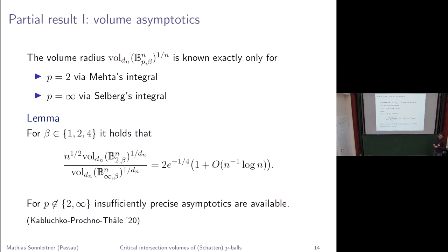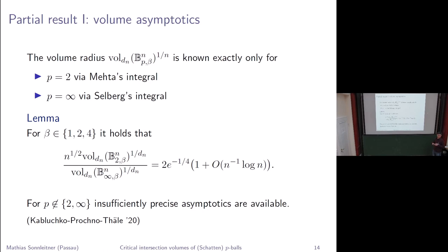And for p not equal to 2 or infinity, yes? There are some asymptotics also, which were derived by Sonnleitner, and made more precise by Sakai, Joscha, and Christoph. So he computed it up to a constant, and the limiting constant was determined here.